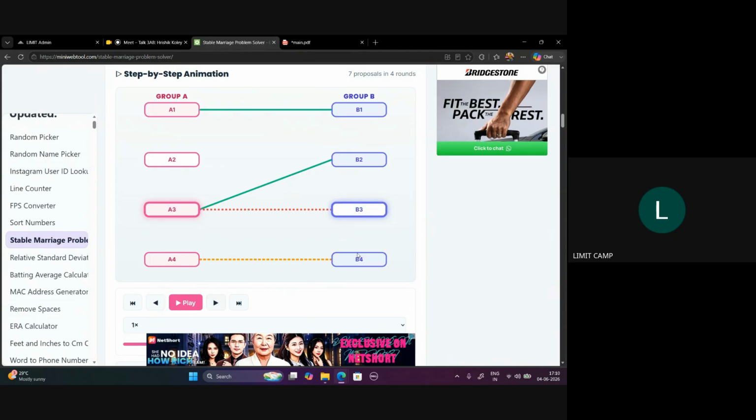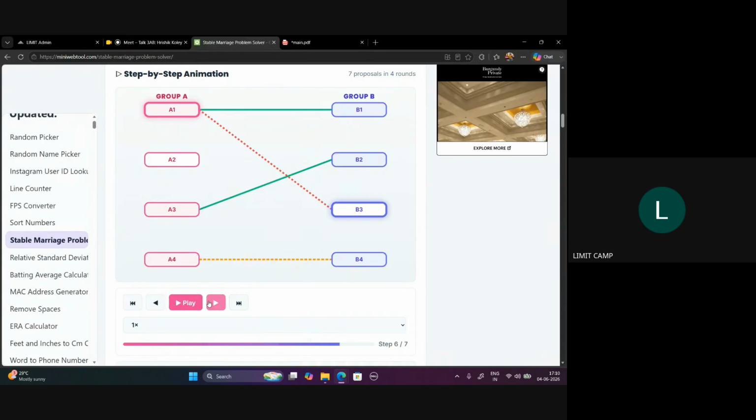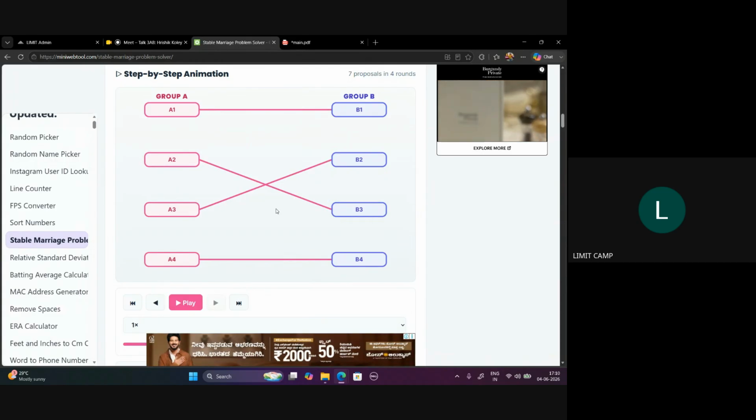Then in the next round, as B3 is the only one free, it goes on to propose to A3. But since A3 already has an edge and prefers its present edge over an edge with B3, it rejects. Then B3 goes on to propose to A1. It again gets rejected. Then it goes on to A2. It gets accepted. And that's your final perfect stable match.